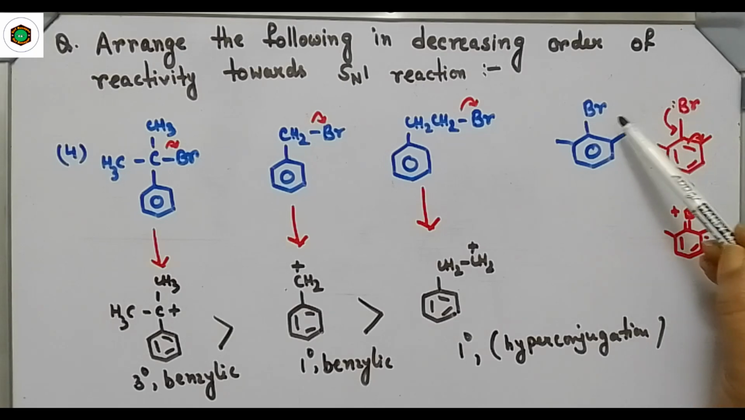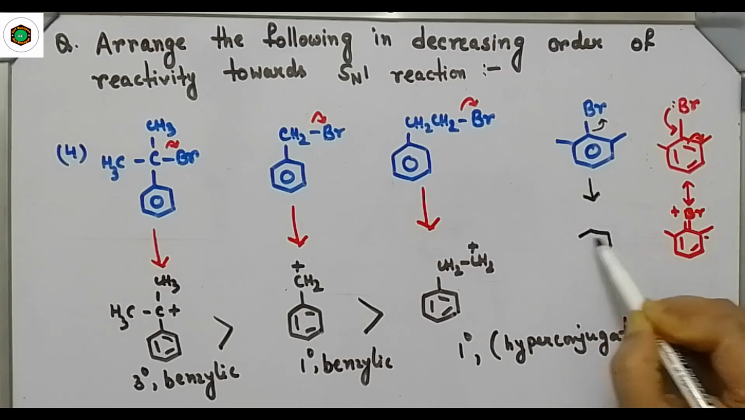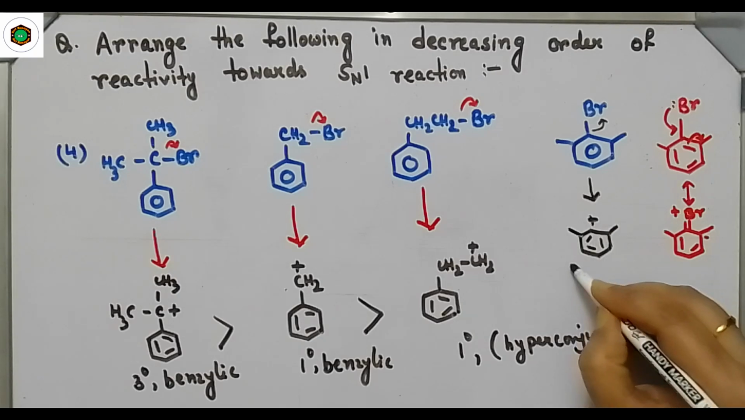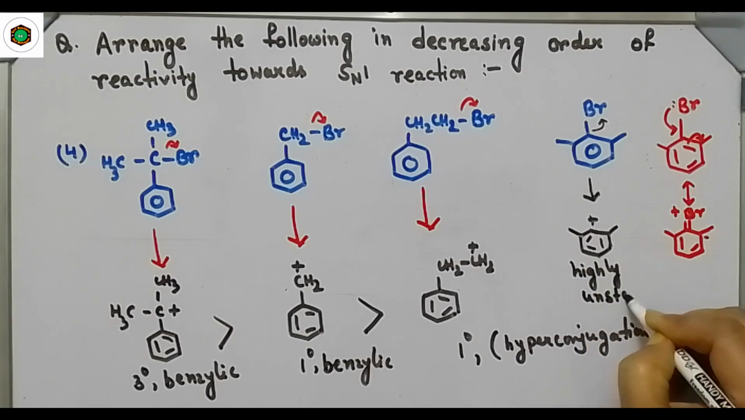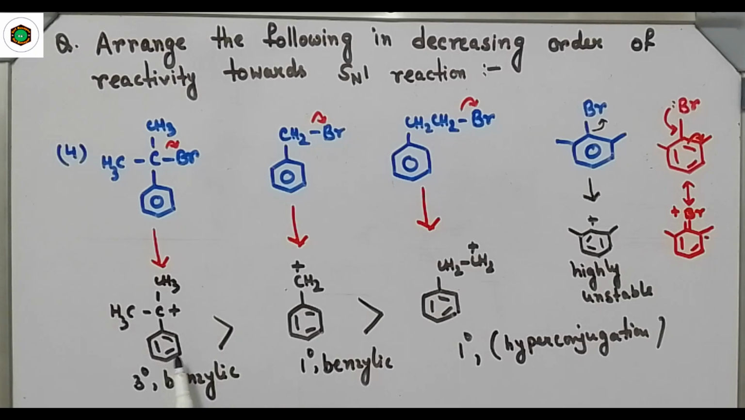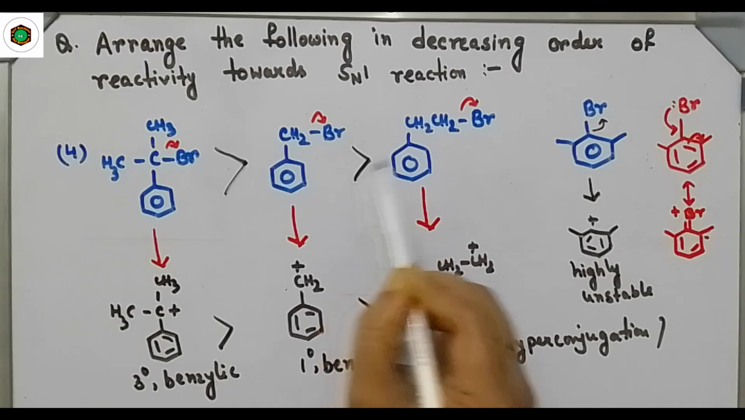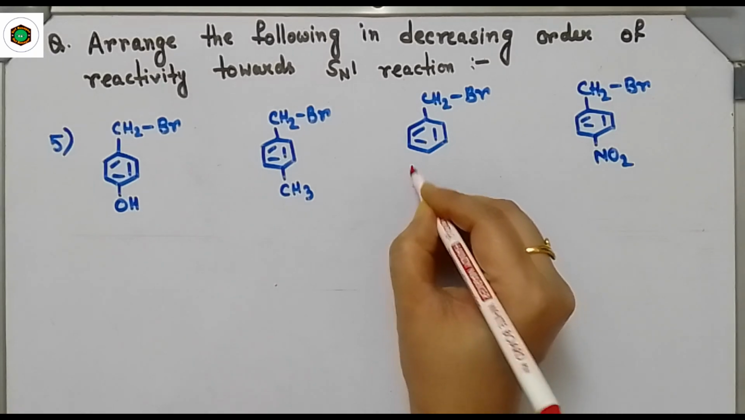And here if this C-Br bond breaks, we will get this carbocation. And this is highly unstable because it is not stabilized by resonance. So what is the stability order of carbocation? This, and this is the least stable. So the reactivity order of the substrates is decreasing in this order. Now see, this is benzyl bromide.